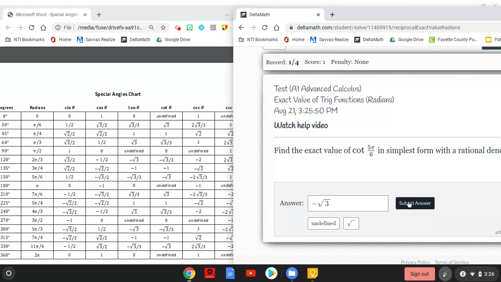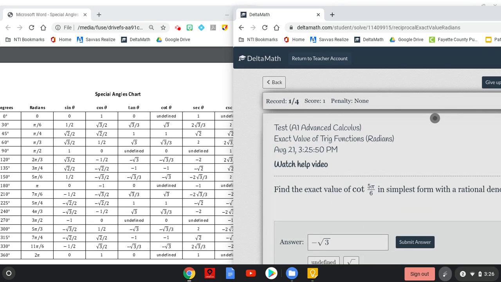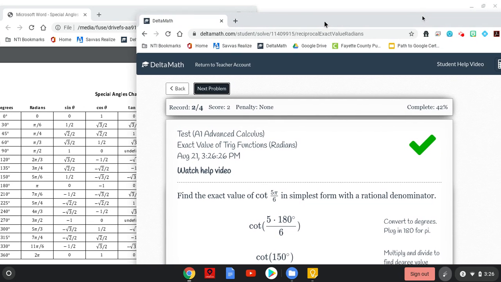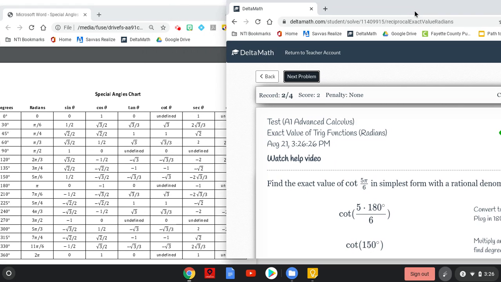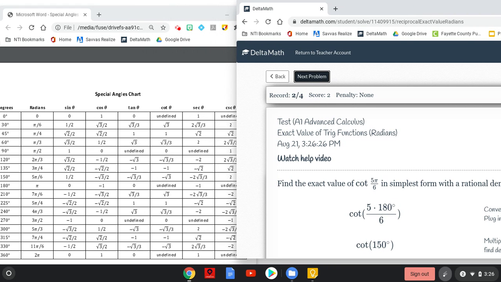And then I'll just, I think I might have canceled. And then you'll just check, see if you're right. And you'll need to get 4 of those correct in order to get full credit on that section.